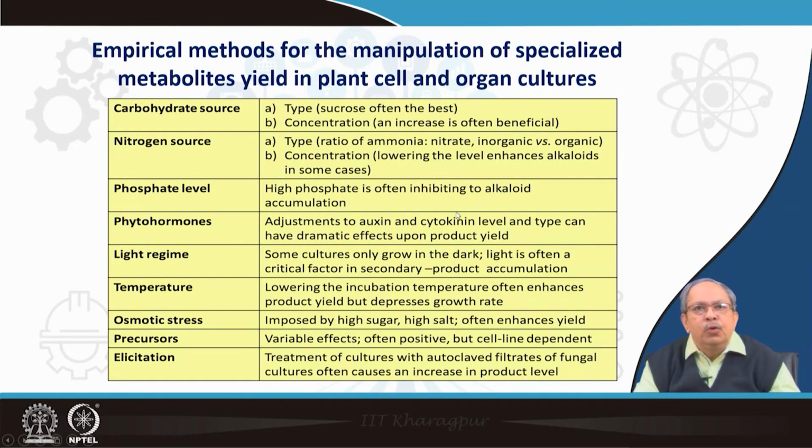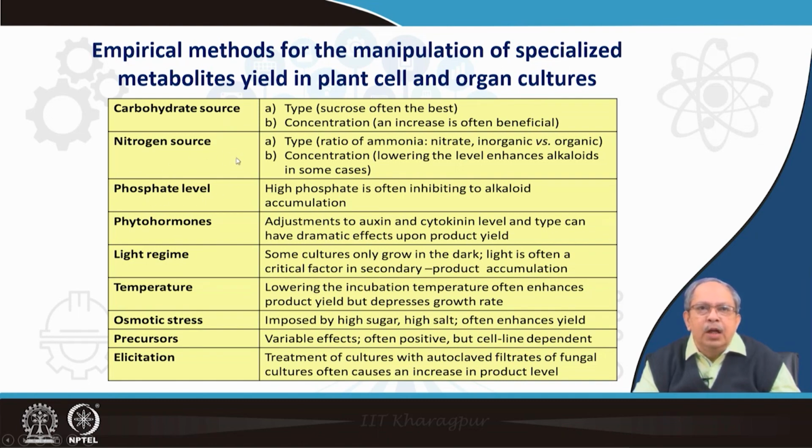Now, we have come almost to the last part of it. What I have mentioned about cell cultures, callus cultures, multiple shoot cultures, normal root cultures and hairy root cultures, these cultures can be modulated and treated by different empirical approaches so that the metabolism can be modulated, and as a result you may get the metabolites at a higher level. For example, you can manipulate the carbohydrate source, you can make changes in the nitrogen source, and you can make changes in the phosphate source.